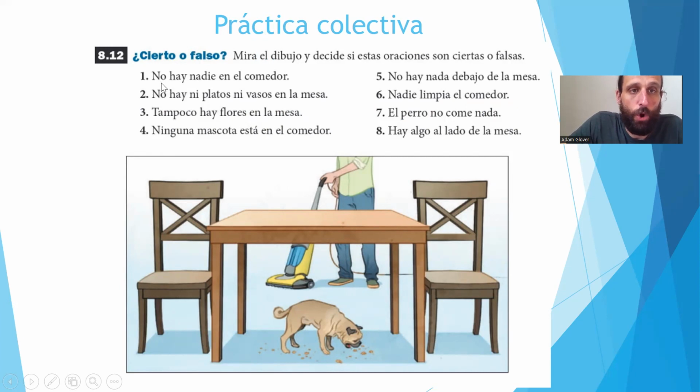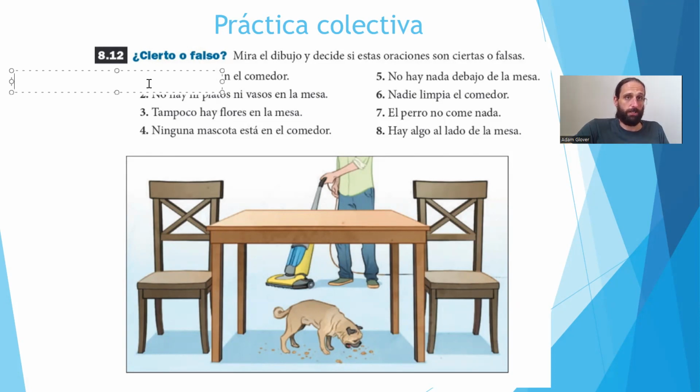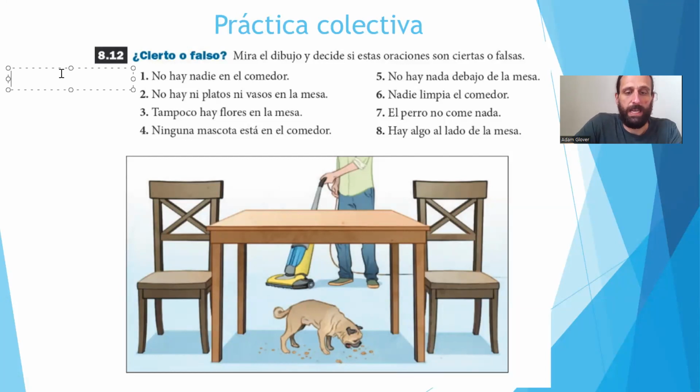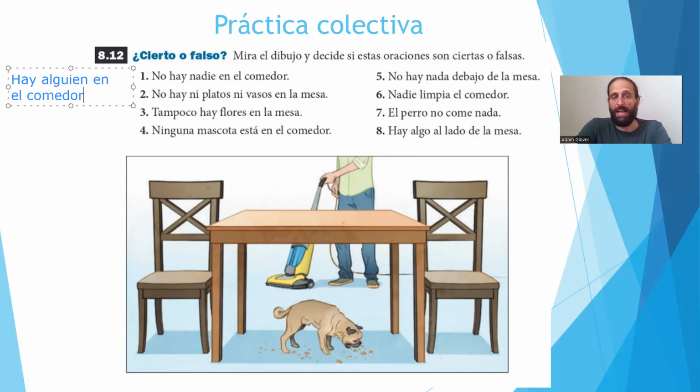It says, no hay nadie en el comedor. No hay nadie en el comedor. Is that true or false? Well, that is false. Good. So number one, we have false. And then how do we correct it? How do we make it true? Well, what's the opposite of nadie? The opposite of nadie is alguien. Hay alguien en el comedor. Hay alguien. There's someone.